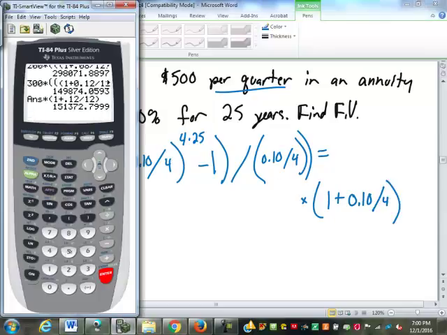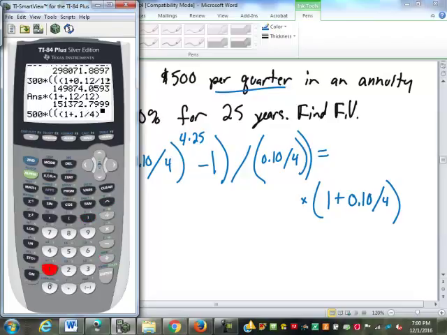So 500 times, open parentheses, 1 plus 0.1 divided by 4, to the power of 100, minus 1, close. Divide by open, 0.1 divided by 4, close and close. It equals. So that would be 216,274.33.